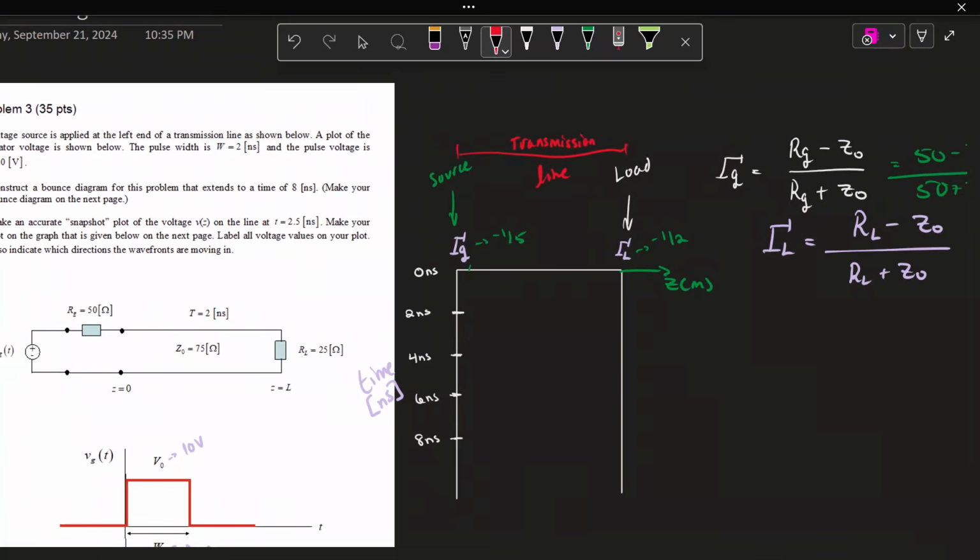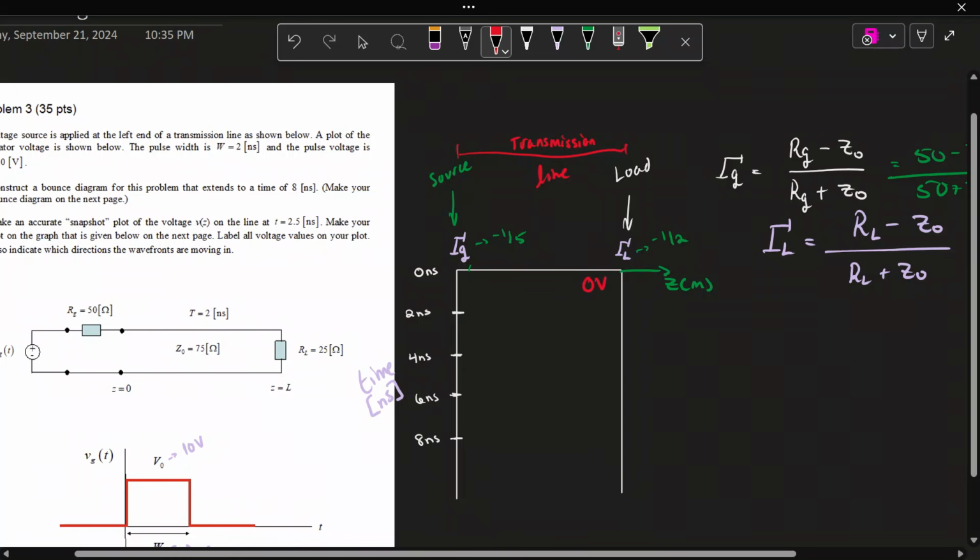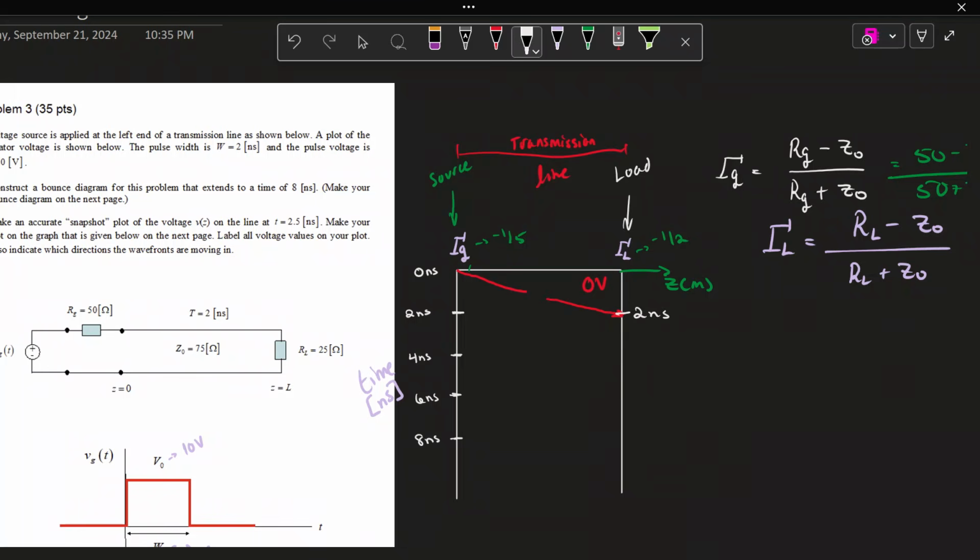It'll make sense now. So let's first think about this. What will be the voltage at 0 nanoseconds? It has to be 0 volts. There's no reason it shouldn't be 0 volts at the load side. Now, what you're going to do is create these lines, these arrows. This, of course, is going to be at 2 nanoseconds? It takes how many nanoseconds to get from source to load? It will take 2 nanoseconds. That is where the first arrow stops. It takes 0 to 2 nanoseconds to get from source to load.